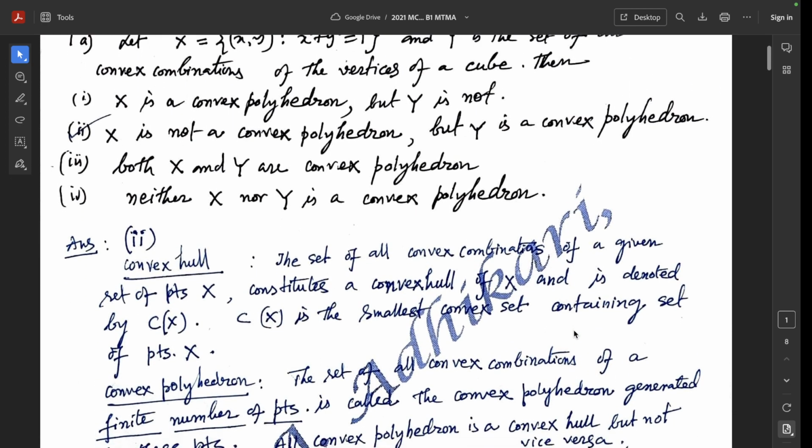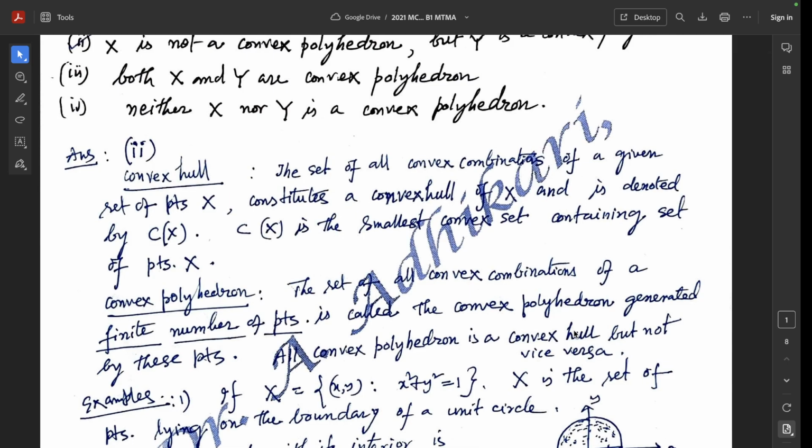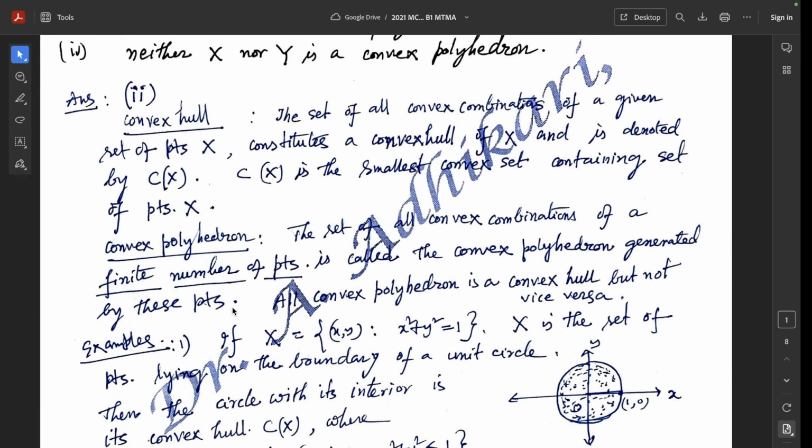Now, first we define the convex hull. The set of all convex combinations of a given set of points X constitutes a convex hull of X and is denoted by C(X). C(X) is the smallest convex set containing the set of points X. And convex polyhedron: the set of all convex combinations of a finite number of points is called a convex polyhedron generated by these points. All convex polyhedra are convex hulls, but not vice versa.